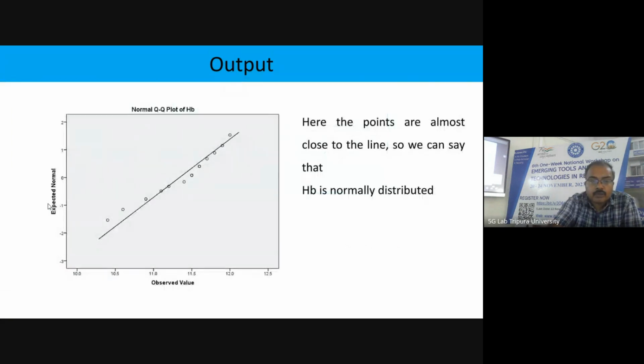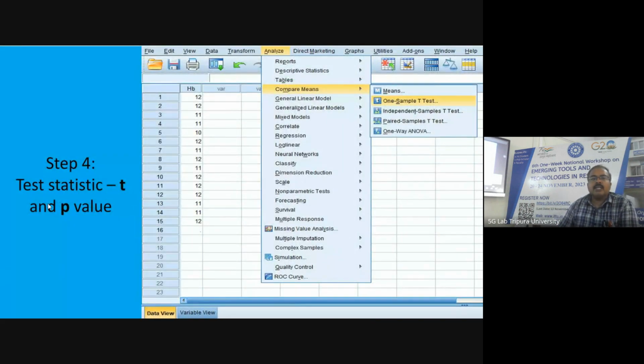What does the QQ plot show? The QQ plot shows that most of the values are very close to the straight estimated line. That means the data are normal; the distribution is normal. Then the next step, go for the t-test statistics. Analyze, compare means. Again, this is a one sample test because you have taken different children from one school only.